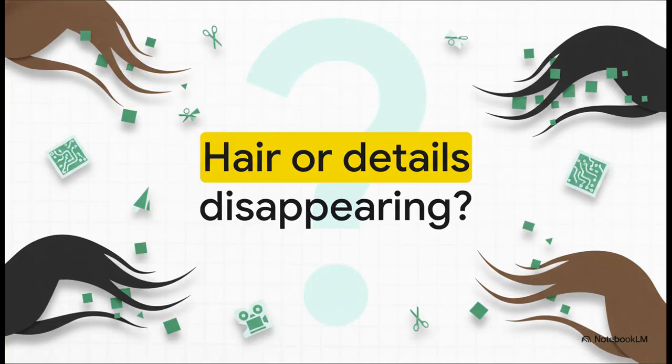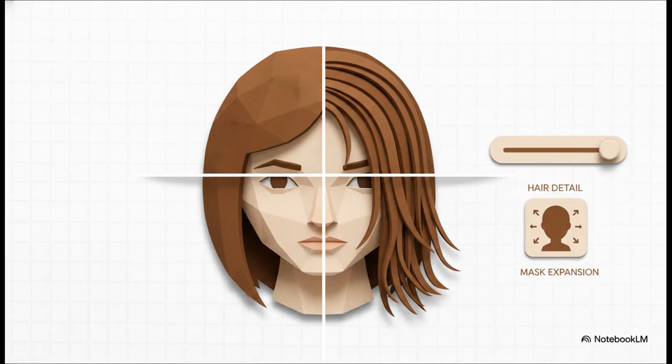All right, let's talk about the final boss of AI green screen, hair. How do you stop the AI from basically giving you a helmet haircut? You're going to want to look for controls that say something like fine detail or hair detail. Crank those up. Now, this might seem a little counterintuitive, but sometimes reducing the softness on the edge and then slightly expanding the whole mask can actually bring back those delicate little strands of hair.